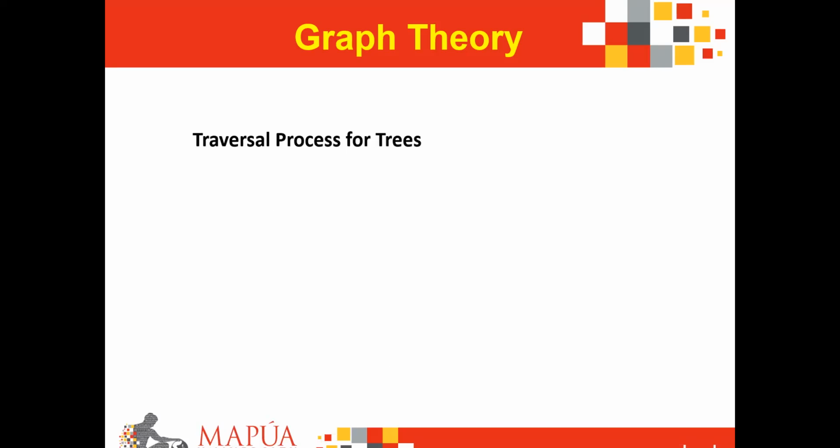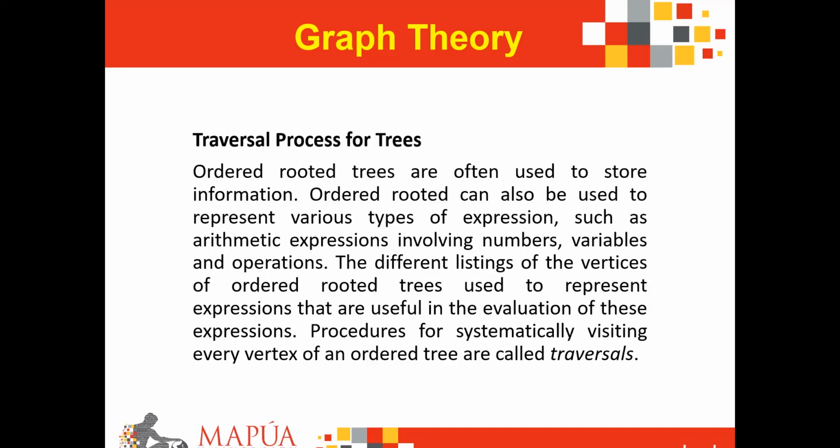Traversal process for trees. Ordered rooted trees are often used to store information. Ordered rooted trees can also be used to represent various types of expressions, such as arithmetic expressions, which involve numbers, variables, and operations. The listings of the vertices of an ordered rooted tree used to represent expressions are useful in the evaluation of these expressions. Procedures for systematically visiting every vertex of a rooted tree are referred to as traversals.